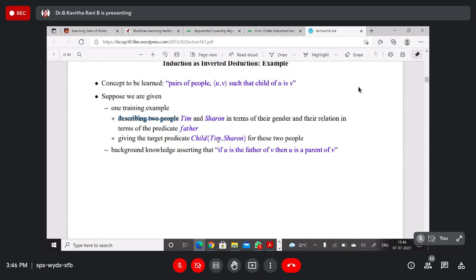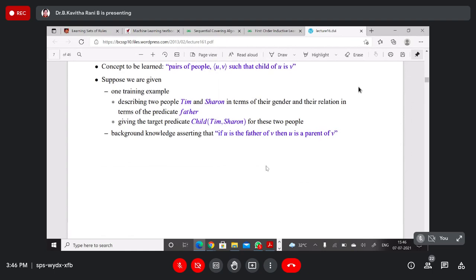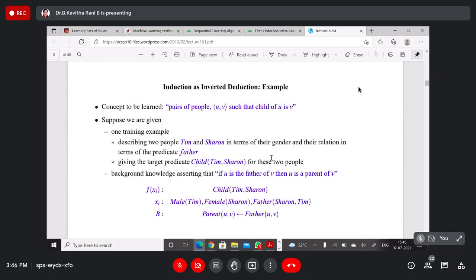Child Tim. Sorry. Sharon is child of Tim. Okay. So this is our prediction. Now background knowledge asserting that if U is the father of V, then U is the parent of V. So how we are going to write that?